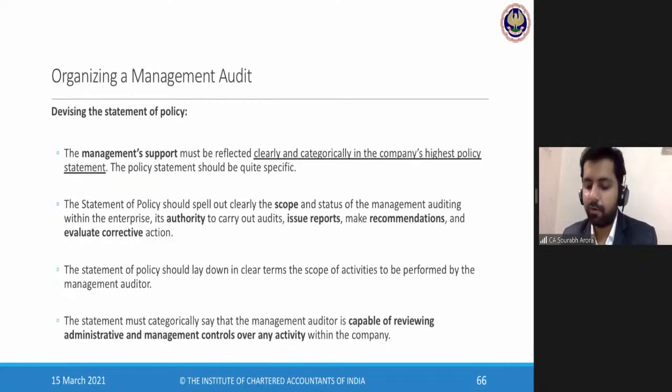The stature of the internal auditor and external auditor, their roles and responsibilities, are by and large either provided in the statute or the guidance is provided in the statute, which serves as the broader framework for their operations. But for management audit, the management needs to specify that in their policy document, which is their internal policy document.